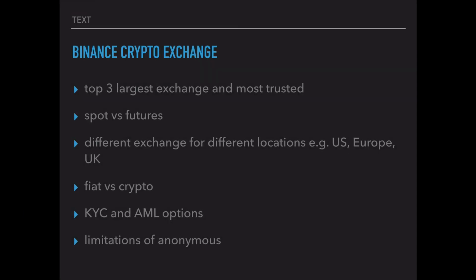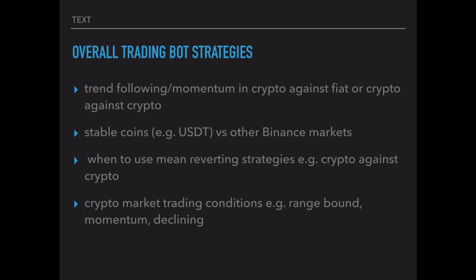So we've covered a lot of this here. We've talked about Binance, the 3 biggest exchanges, spot versus futures. We've talked about the different sites and exchanges that Binance offers for Euro, Britain, and US. We've talked about fiat versus crypto. We've also talked about KYC, know your customer, and AML, anti-money laundering options, and the limitations of anonymous. So now we talk about the crypto trading bot strategies. This is important as well.